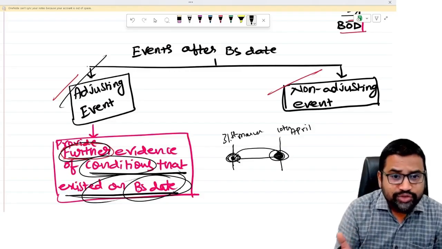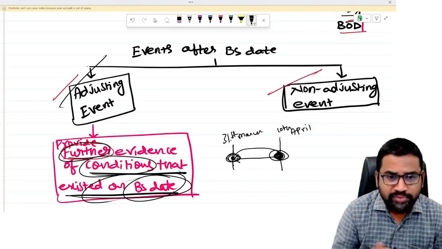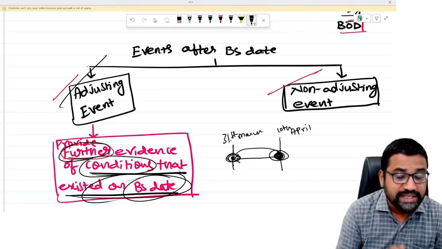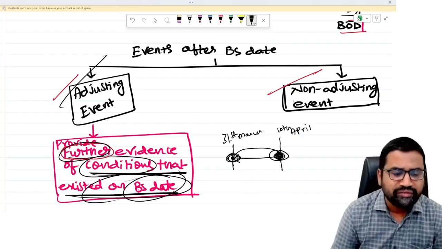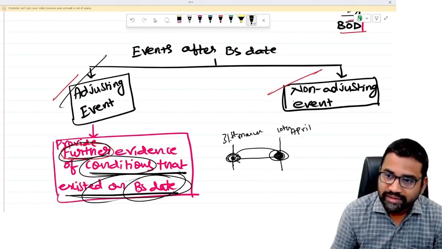Sir, no, it is in no way connected with 31st March. It is not providing any additional evidence in respect of the conditions that existed on the balance sheet date. Therefore, it's a non-adjusting event. Don't consider it. As simple as that.